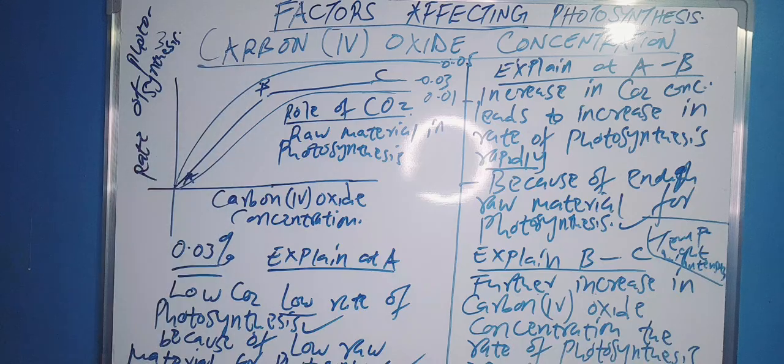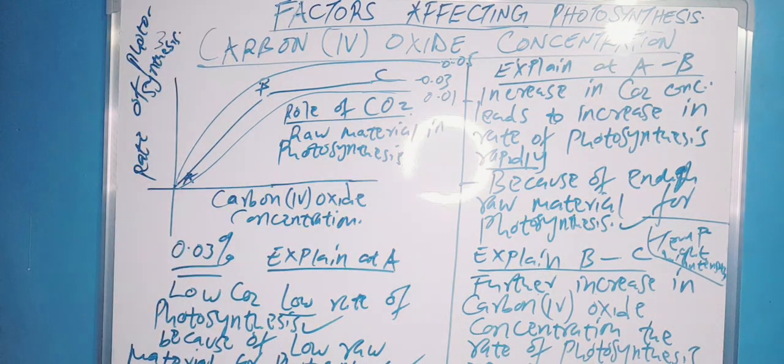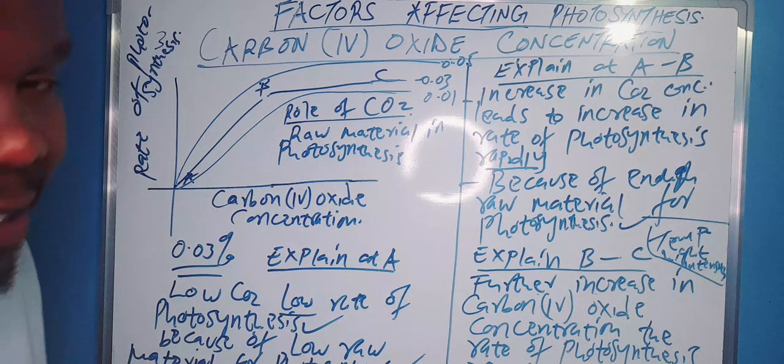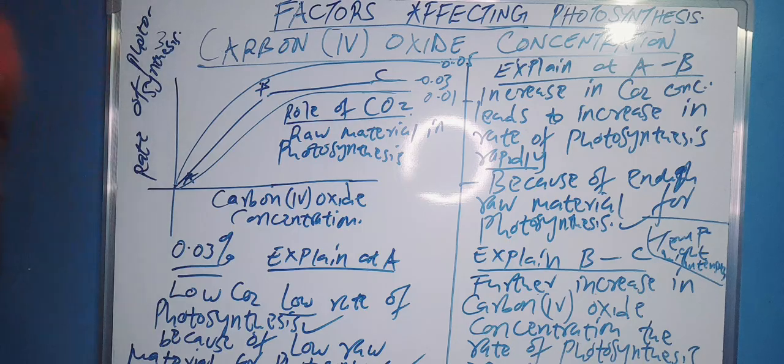Then how can you increase from point B? You just correct those limiting factors. If it's about temperature, you correct the temperature back to its optimal. Then for light intensity, let's say it's in the evening hours, you can increase your light intensity by supplying some artificial light. That is what we are supposed to learn on carbon dioxide concentration.